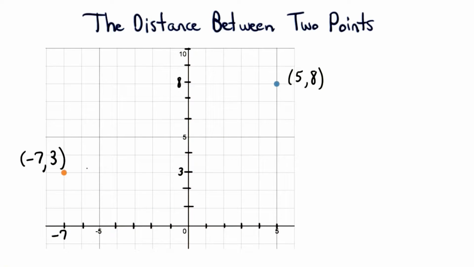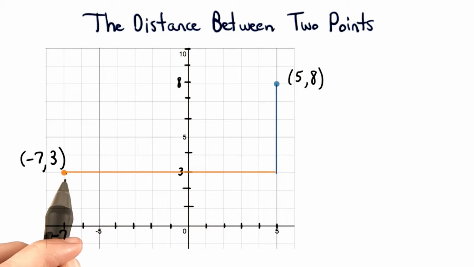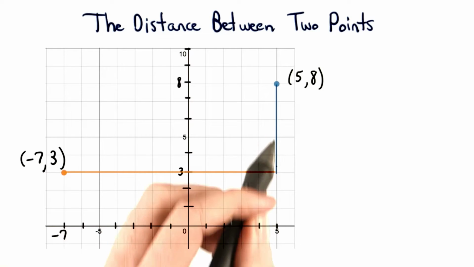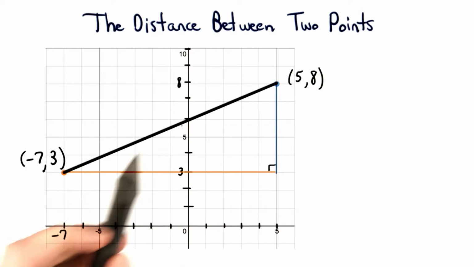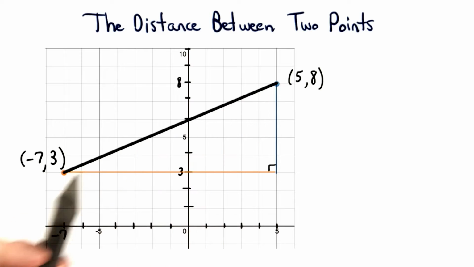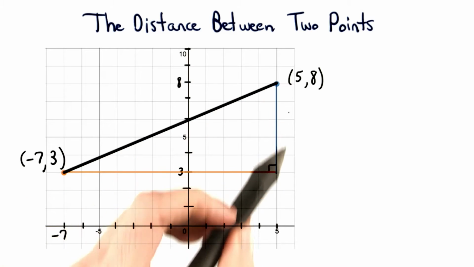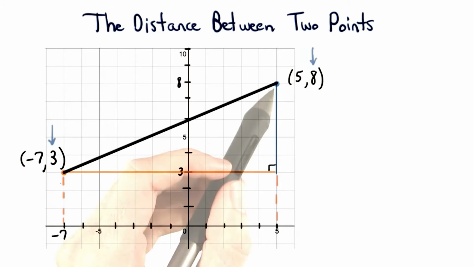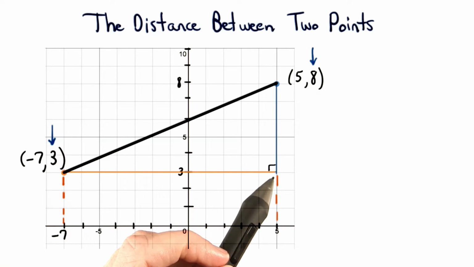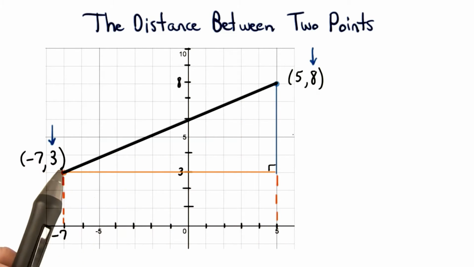So let's say we had these points, -7 and 3, and 5 and 8. We can think of drawing 2 interstates or roads horizontally and vertically. And the distance between the 2 points is the diagonal, or the hypotenuse of the right triangle we just created. To find the vertical distance between the 2 points, we want to look at the y values.